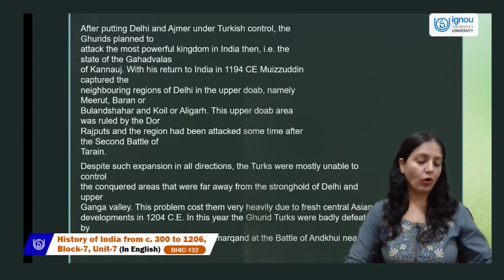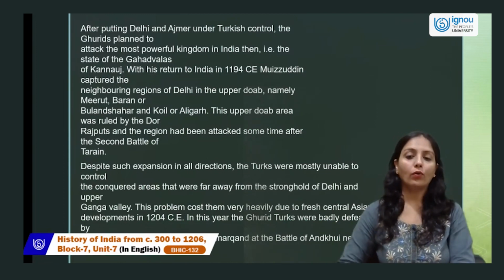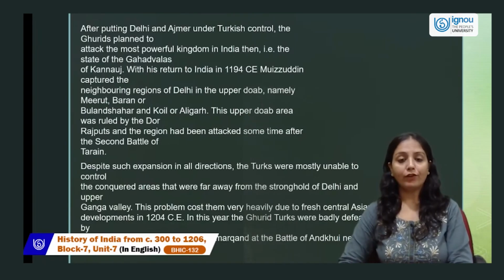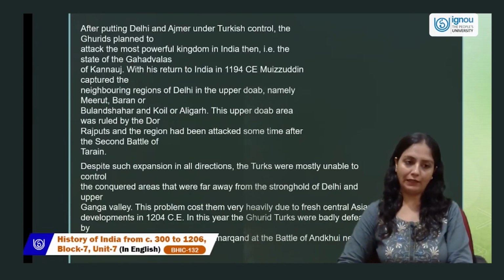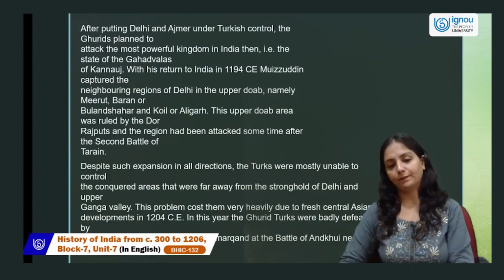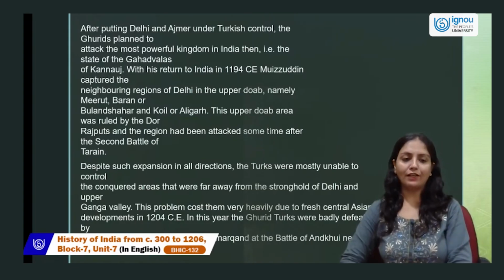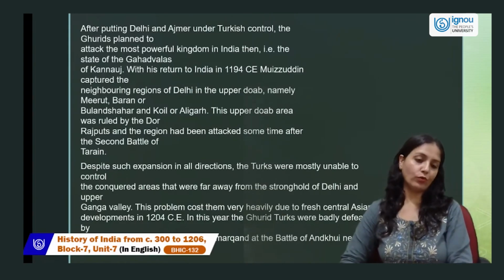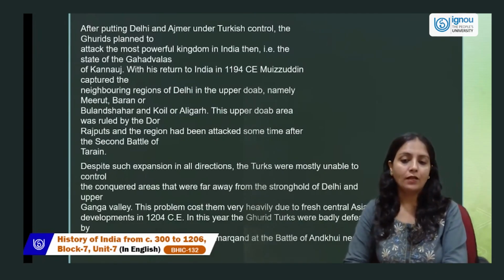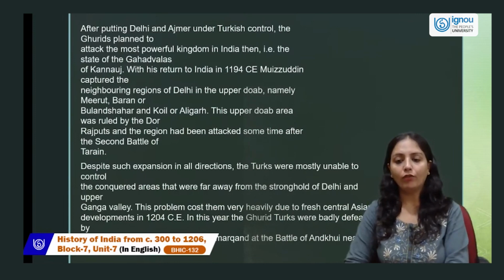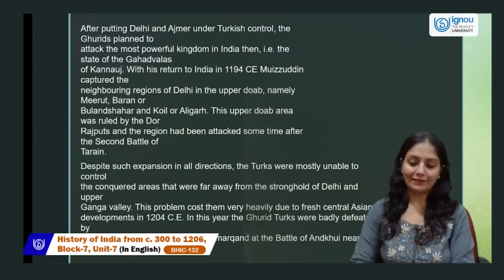Despite such expansion in all directions, the Turks were mostly unable to control the conquered areas that were far away from the stronghold of Delhi and the Upper Ganga Valley area. This problem cost them very heavily due to fresh Central Asian developments in 1204 CE. In this year, the Ghurid Turks were badly defeated by the Qara-Khanid Turks of Samarkand at the Battle of Andkhui near the Oxus River.